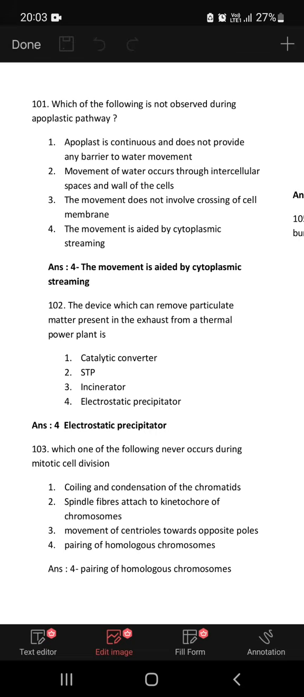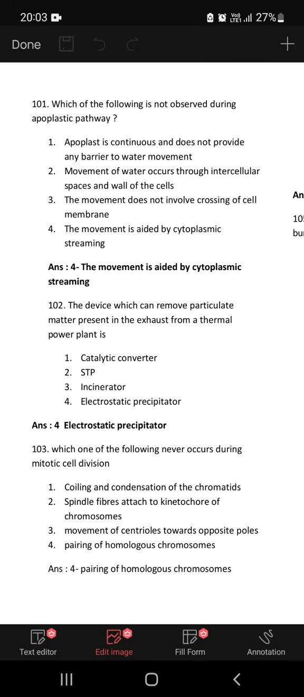Otherwise, there were assertion and reason questions, and one diagram oriented question. Apart from that, the paper was moderate and it was not too difficult. Anyway, let us begin with the first question of 2022. This is the R6 version, which I am going to discuss.